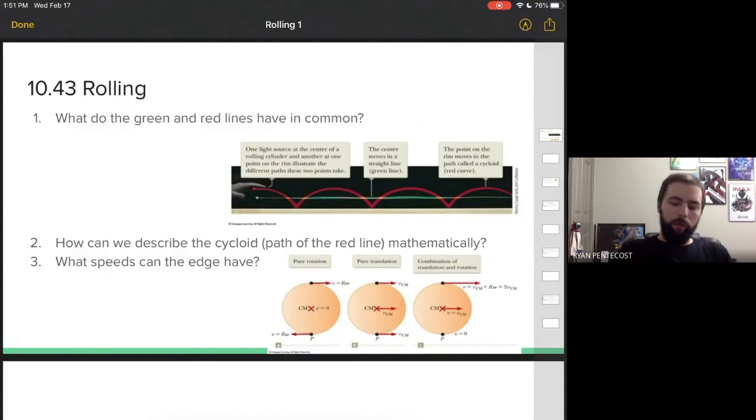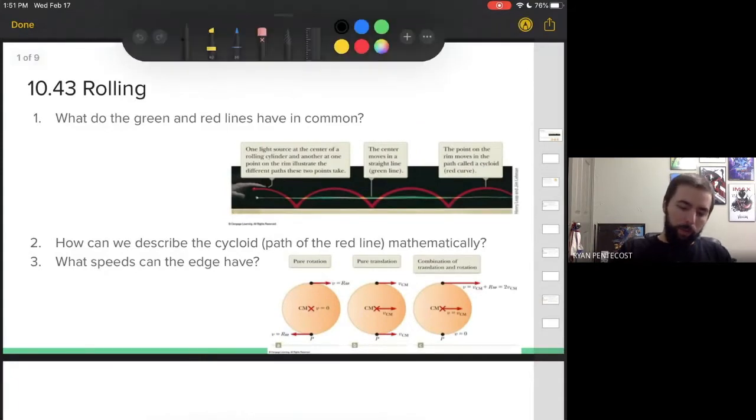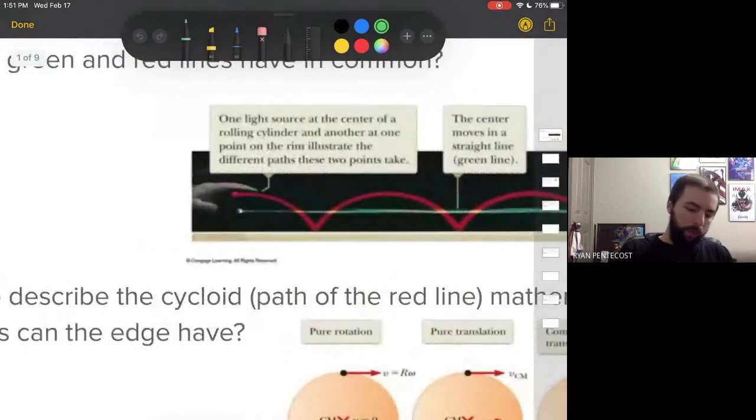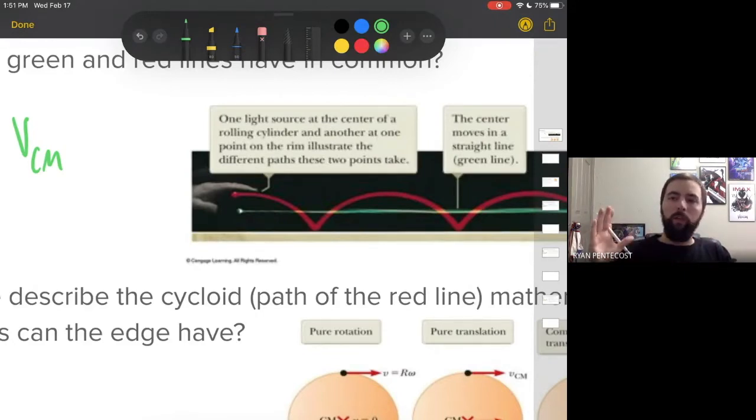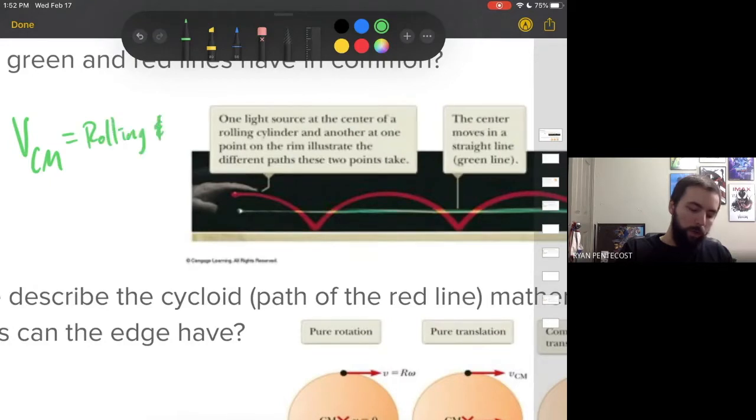So first, let's talk about the green line. The green line is the velocity at the center of mass, and that is if an object were rolling or just translating, right? If it's rolling, the center of mass moves evenly. If it's just being pushed, the center of mass just moves evenly, right? So that's rolling and translating. Now for the red, right?